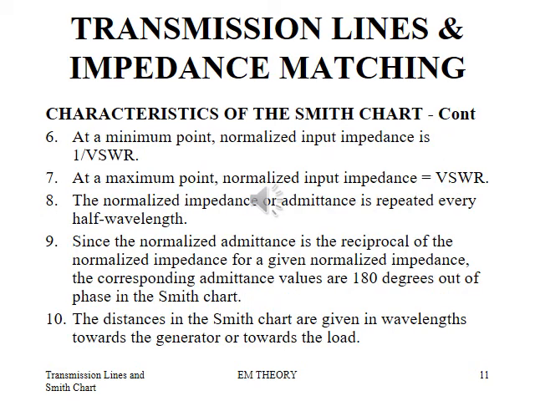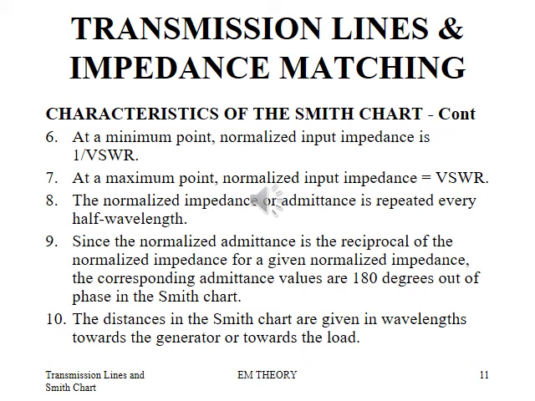Now, the other characteristics are, at a minimum point, the normalized impedance is 1 over VSWR. Of course, we will show how to get a minimum point when you are moving along a transmission line or a slotted line. There's always a minimum point and a maximum point. We'll show how to get the minimum point and therefore the normalized impedance at that particular point on the Smith chart. While at a maximum point, the normalized input impedance is given by VSWR. These are parameters which we should be able to determine for any given load impedance.